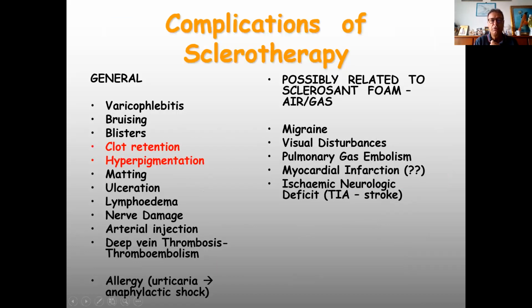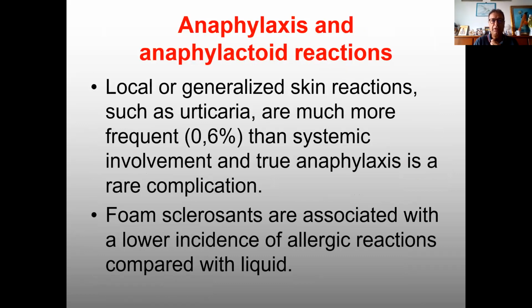Which are the complications of sclerotherapy? As you can see here, we have some general complications, such as the typical ones, the clot retention, the pigmentation, the matting, and so on. Furthermore, we may have some complications which are related more to foam, for example, such as visual disturbances and the pulmonary gas embolism, and so on. We will detail in a while most of these complications.